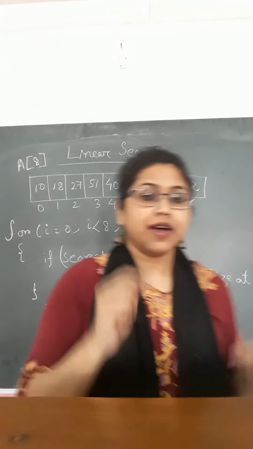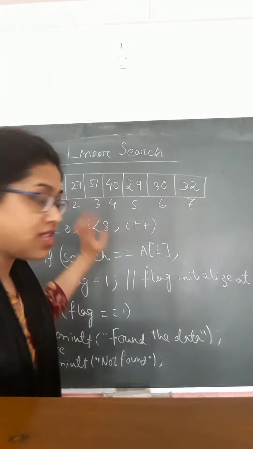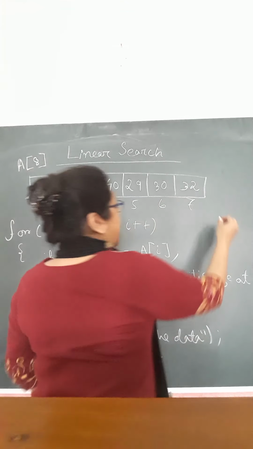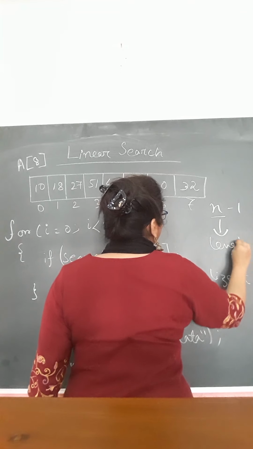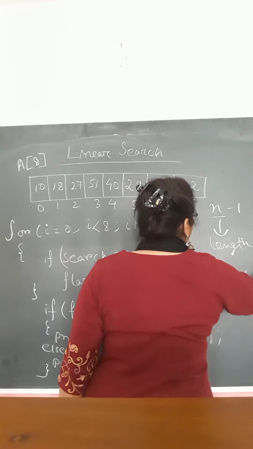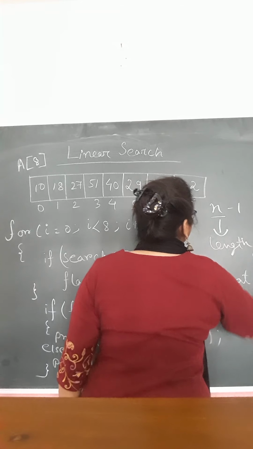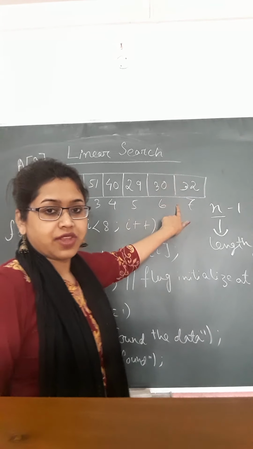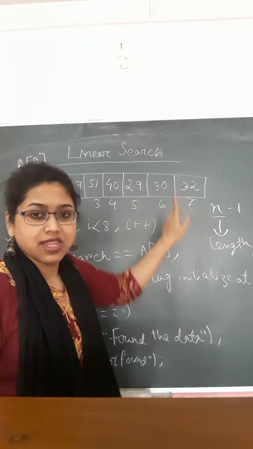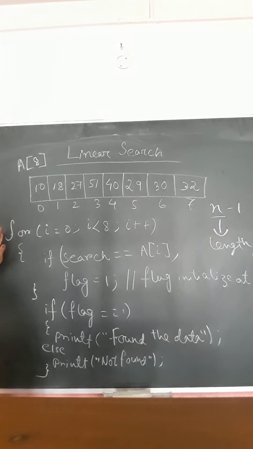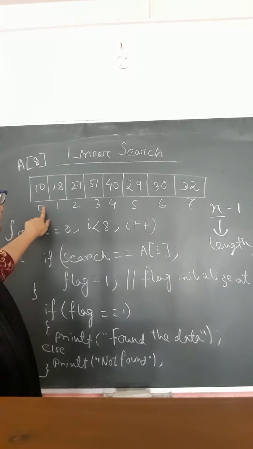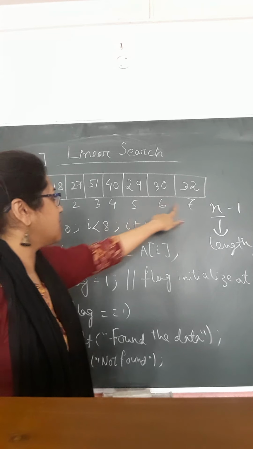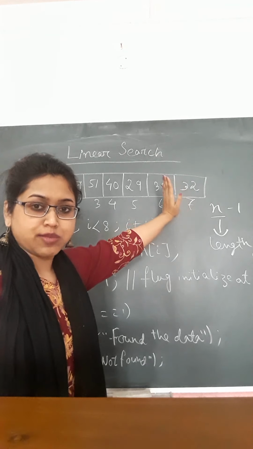We know the starting index of an array is 0 and the ending index is n minus 1, where n is the length of the array. That's why the last element's index is 7, starting from 0 and ending at 7. Now, you can see there is a for loop, i equal to 0, i less than 8, because from the starting index to the ending index, less than 8 means it will end at index number 7.